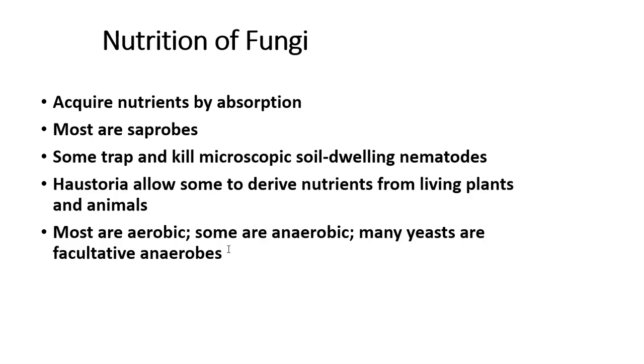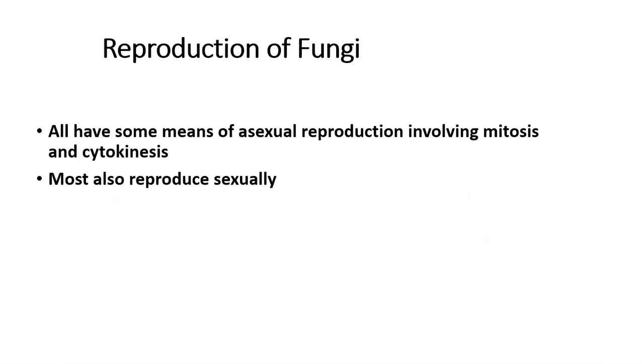Their structures allow them to derive nutrients from living plants and animals. Most of them are aerobic, some are anaerobic. And many of the yeasts are facultative anaerobes. They prefer anaerobic conditions, but they can work under aerobic conditions. Okay. So when we look at fungi, all have some means of asexual reproduction involving mitosis and cytokinesis. Most of them also reproduce sexually.